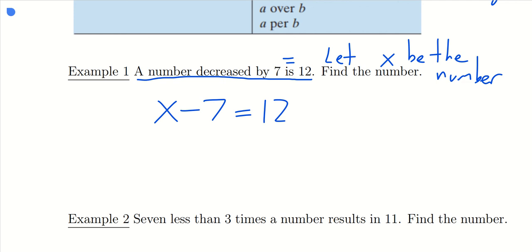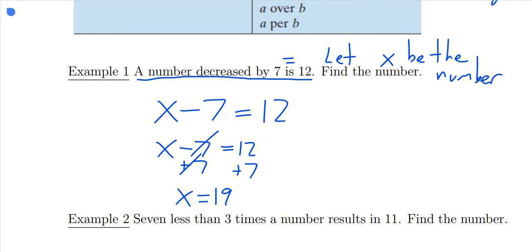This is our equation. We now want to go ahead and solve this. To get the x by itself, we're going to add 7 to both sides. And we get x equals 12 plus 7 is 19. Again, that makes sense. We know that if we take 19 and decrease it by 7, 7 less than 19 does give us 12, so that is the correct answer.